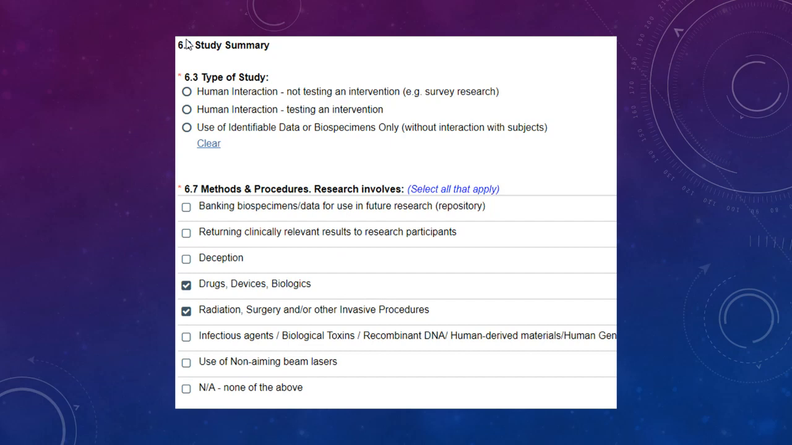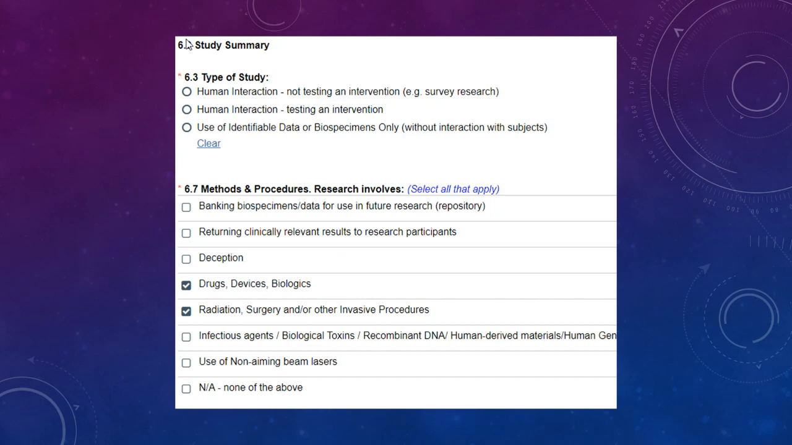Similarly, you'll see this is actually a live example of a real Reliance study that did include drugs, devices, or biologics and radiation, and those were automatically checked by the system and will not need to be rechecked by the study teams.